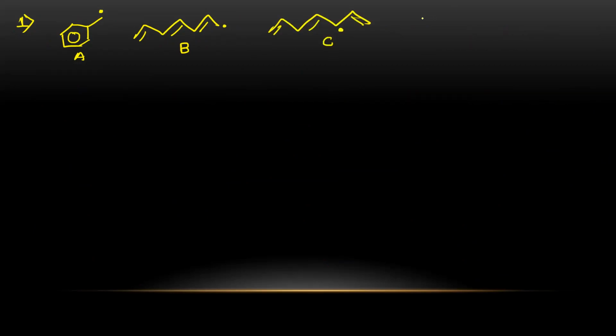C. This is D. Now pause the video, try yourself. The answer is A, B, C, D. Why? A has cyclic conjugation.